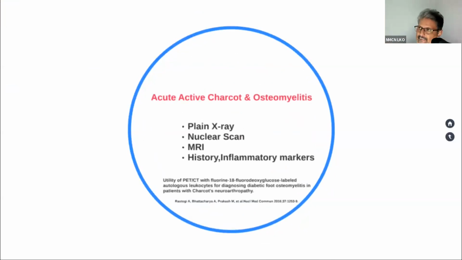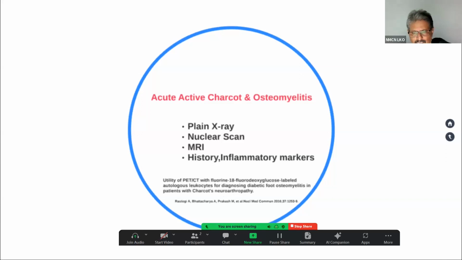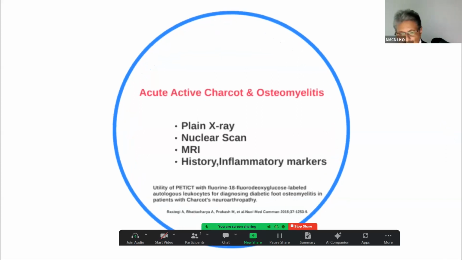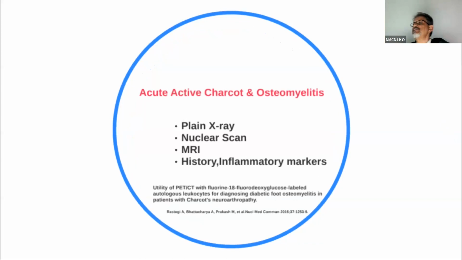And an important thing is to rule out osteomyelitis and Charcot. I think we had very good work by Rastogi on the utility of PET-CT with fluorine 18 with WBC labeled CT scan, which made a big difference in detecting whether it is a Charcot or it is osteomyelitis. So a lot of work has been done at PGI Chandigarh by Rastogi, which is appreciated a lot.